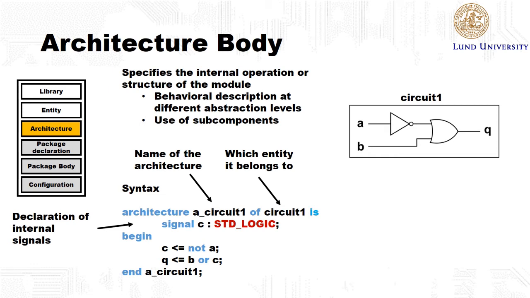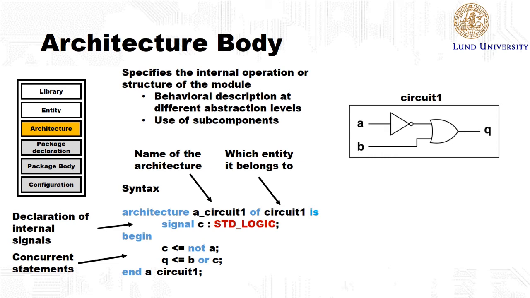Then comes the keyword begin, and after this point we describe how signals are generated and how subcomponents are connected together. So all these statements are concurrent statements. That means they all run in parallel, so the order doesn't matter. This is a description of how the circuit looks. So the signal C is the inverted version of A, and Q is B or C. And then in the last row we end the architecture with the keyword end and then the name of the architecture.